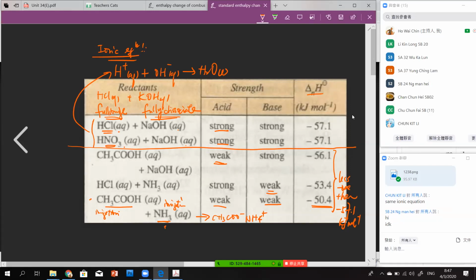You don't know. So, anyone who can help, I give you some multiple choice questions. First of all, A, minus 57.1 kilojoule per mole. B, less negative than minus 57.1 kilojoule. C, more negative.